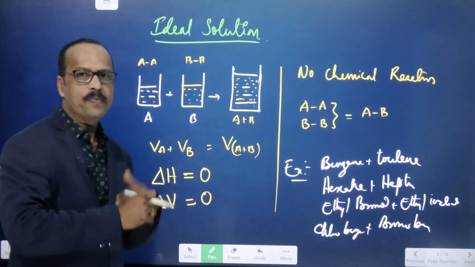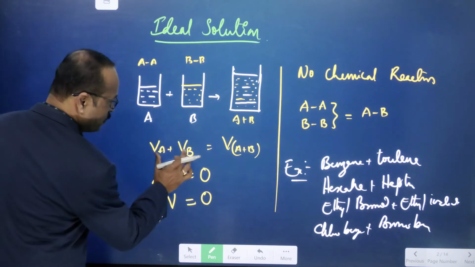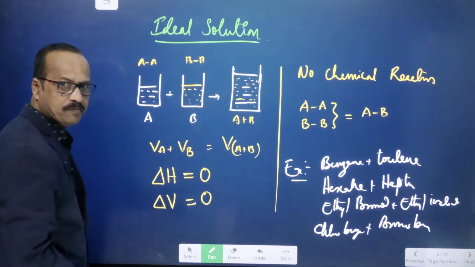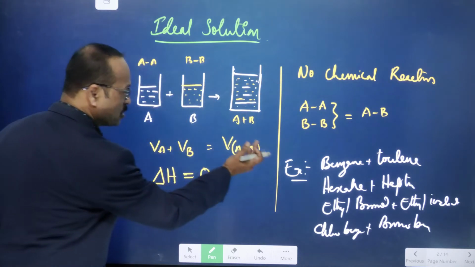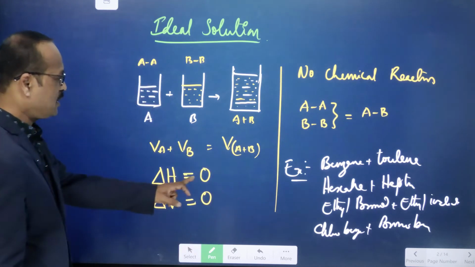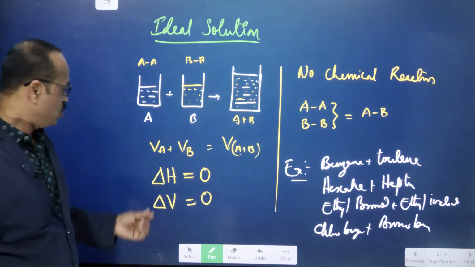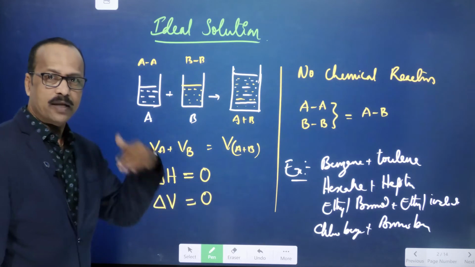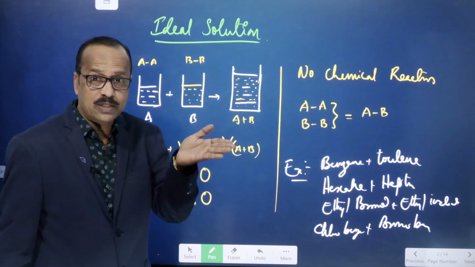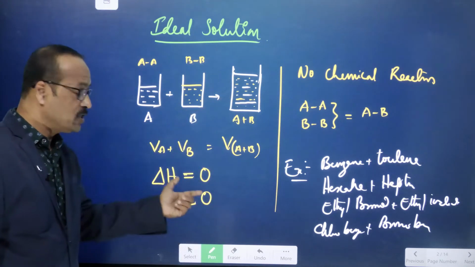If you know one thing, you can say the other, like you see here. If you mix both the solutions, the total volume may not be equal to the sum. The temperature also may change, so delta H is not equal to 0. Here it is equal to 0 for ideal solutions, so the same properties, just opposite. In the non-ideal solution, delta H is not equal to 0, which means the temperature may increase or decrease. Delta V is not equal to 0, maybe increases, maybe decreases.